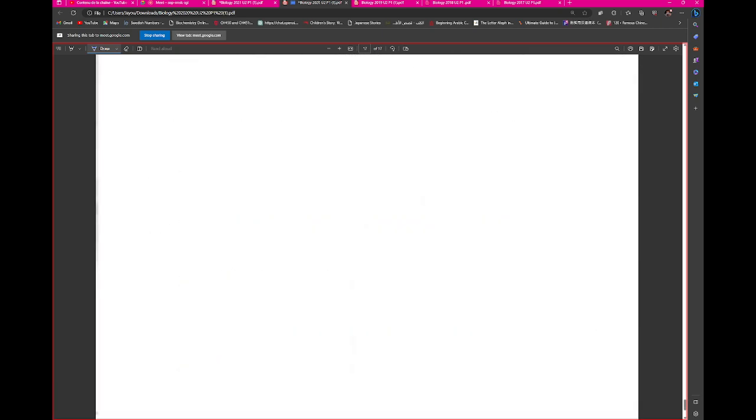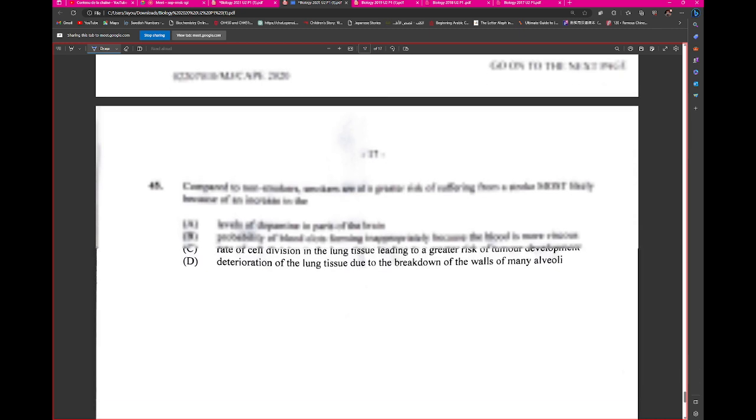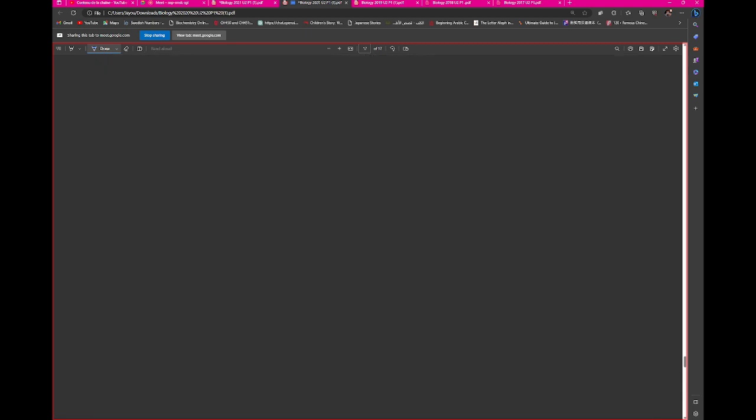The last question, last but not least, question 45. Compared to non-smokers, smokers are at a greater risk of suffering from a stroke, most likely because of an increase in the... B. Yes, sir. Alright, so that would be that.